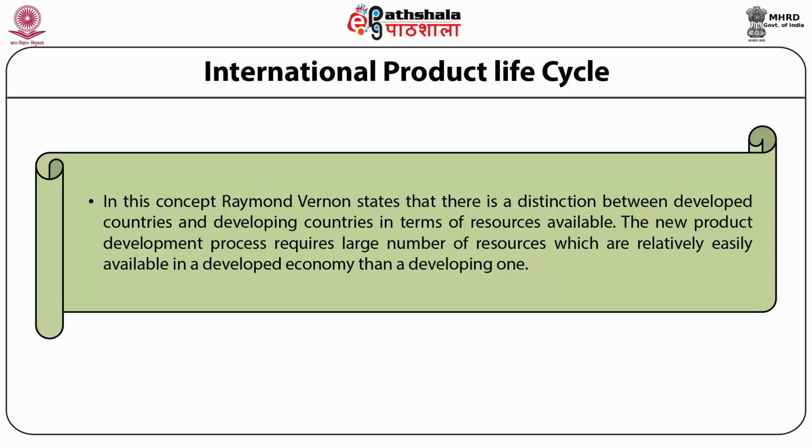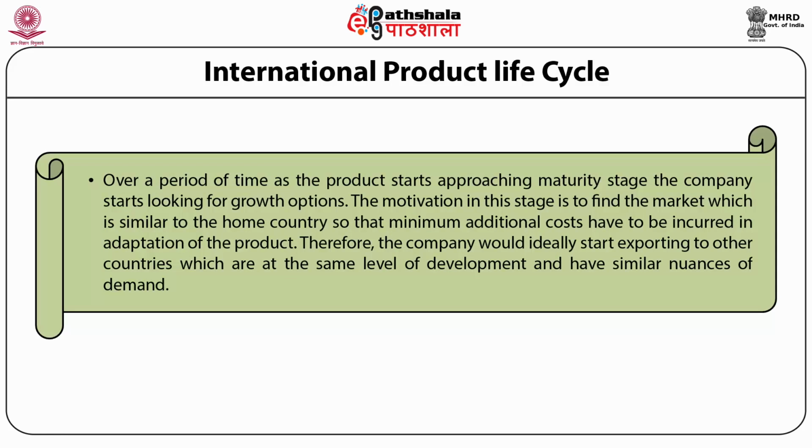This model of the international product life cycle proposed by Raymond Vernon states that there is a distinction between developed countries and developing countries in terms of resources available. The new product development process requires a large number of resources, which are relatively more easily available in a developed economy than in a developing one.